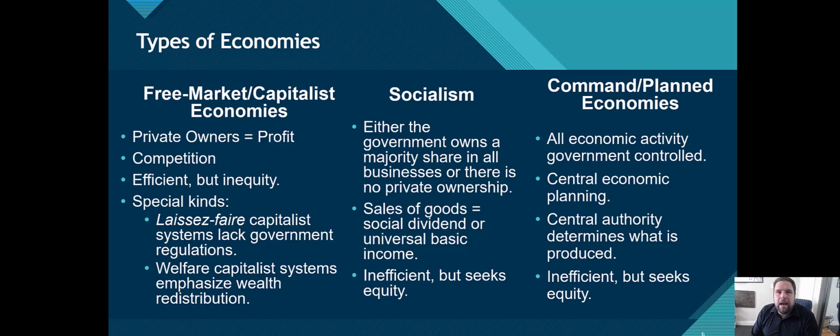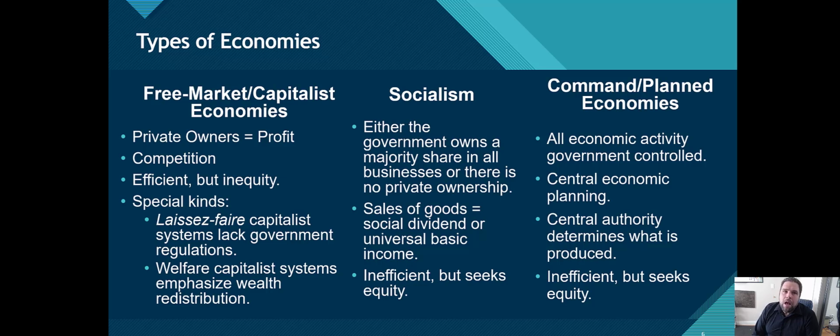So as far as the sales of goods, anytime a good is sold, it produces what's called a social dividend, which goes back into either funding the government to be able to provide goods and services for the populace, or it gets translated into a universal basic income where everybody essentially gets the same amount of money or varying degrees of income, perhaps based on their profession and things like that. But that comes from the government sale of goods and services.